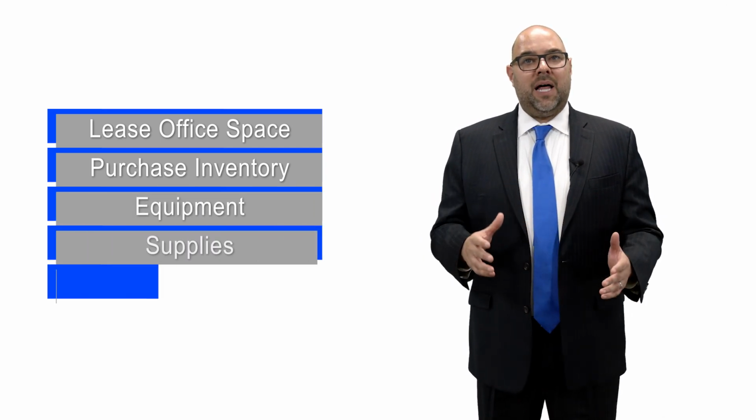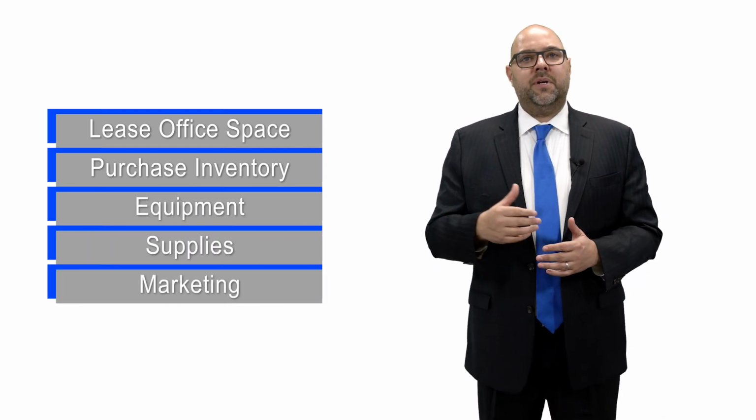Now, the fourth step in the E2 visa process is to start spending the investment funds. This means you should begin to lease office space, purchase inventory, equipment, supplies, marketing, and other business expenses. Remember, one of the requirements of the E2 visa is that your investment funds must be at risk. It is not sufficient to just deposit the funds into the business bank account. You must also start investing those funds into business expenditures.